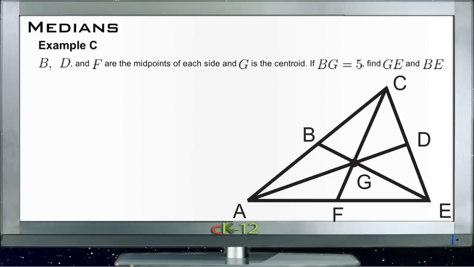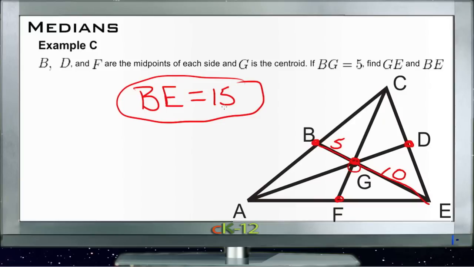All right, let's take a look at example C. Example C tells us that B, D, and F are the midpoints of each side, and G is the centroid. Midpoint, midpoint, midpoint, centroid. If BG is 5, find GE and BE. Well, obviously our first side is 1/3 and our second side is 2/3, so this is half of this, so 5 is half of 10. And if the first segment of our line is 5 and the second segment of our line is 10, then the entire line, BE, must be 15. There we go, all done.